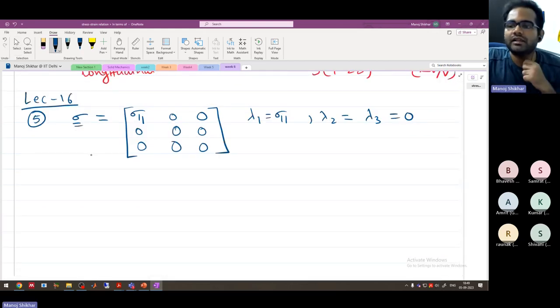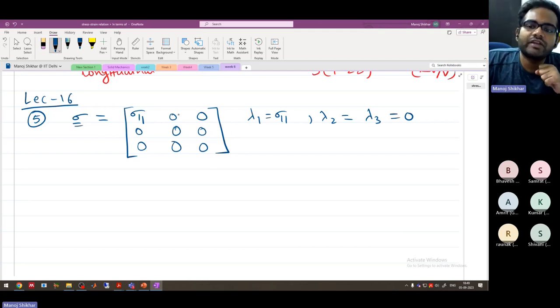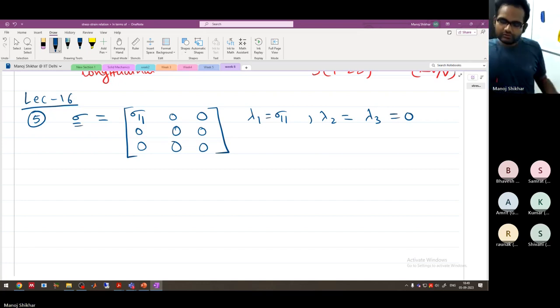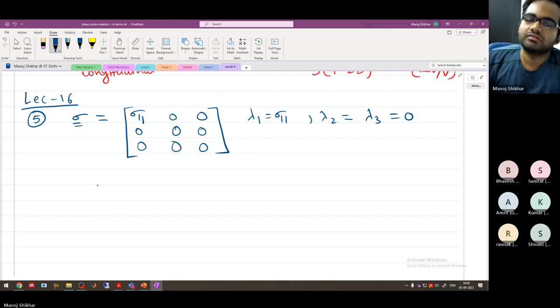How was I able to tell that sigma 11 is one of the principal stresses? Because the off-diagonal terms are 0 here. So this state of stress is a principal state of stress. And the diagonal elements will be the eigenvalues, or the principal stresses, for this state of stress at a point. I hope I have made myself clear.